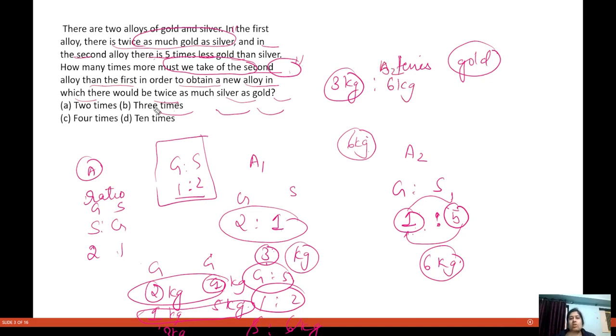Now it is asking how many times more must we take of the second alloy than the first in order to obtain a new alloy in which there would be twice as much gold. Okay, so we are getting the ratio 1 is to 2, and this is 6 kg. So that means we have to take twice, 2 times. Okay, we have to take 2 times alloy.